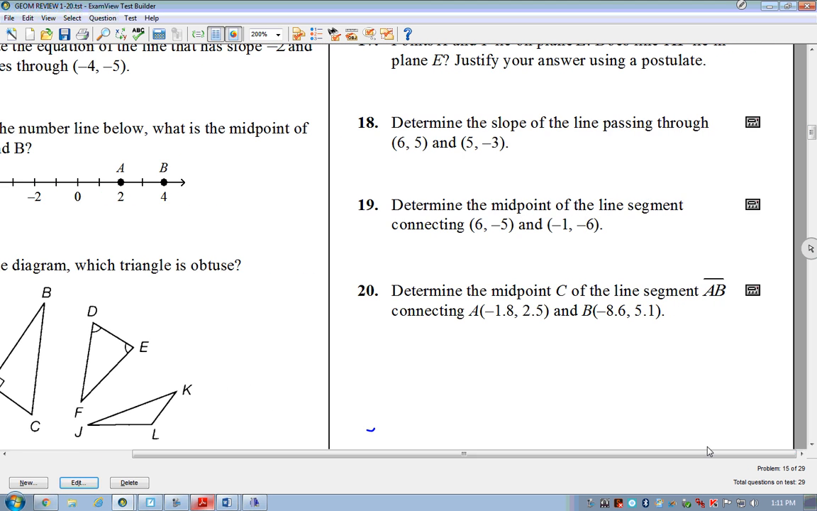Determine the midpoint of C on the line segment AB. So they've given me A: -1.8, 2.5, and B: -8.6, 5.1. The first thing that we want to know is, what is the midpoint formula? Somebody besides Zach. Zach's done a good job of answering some questions. Emily just answered one. Kylie, what is the midpoint formula?